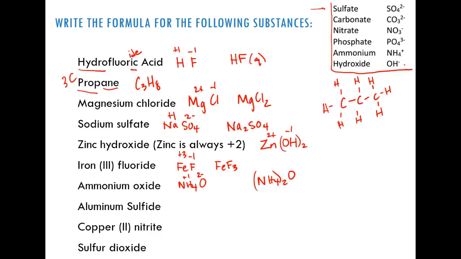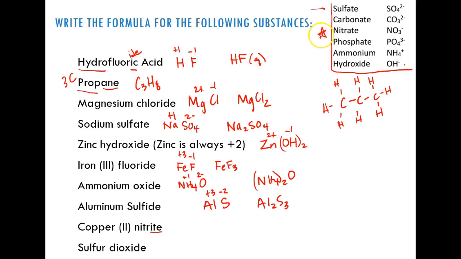Aluminum sulfide. Aluminum is in family 3A and has a +3 charge. Sulfide is not sulfate or sulfite. It doesn't have those ate or ite endings. Sulfide is the element sulfur, which is a chalcogen in family 6A, so its charge would be -2. After the crisscross, we will get Al2S3.